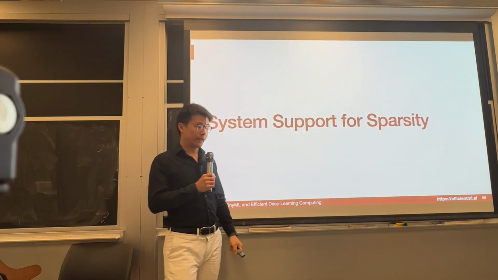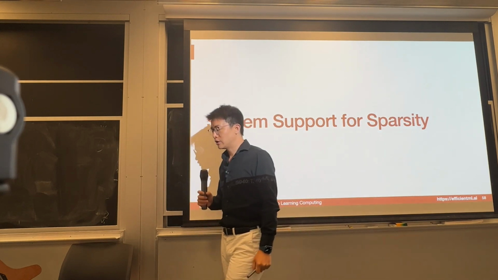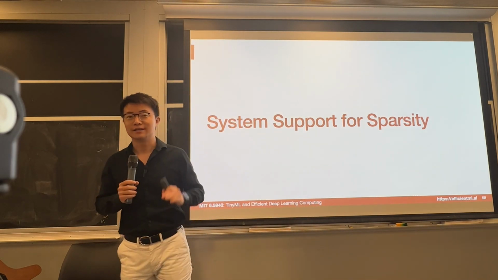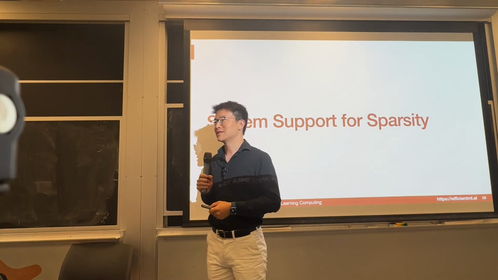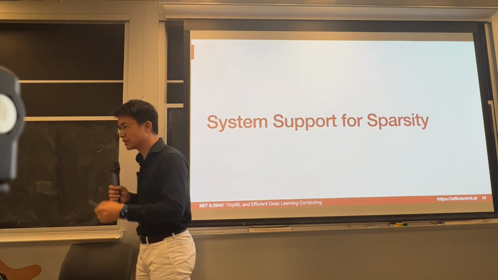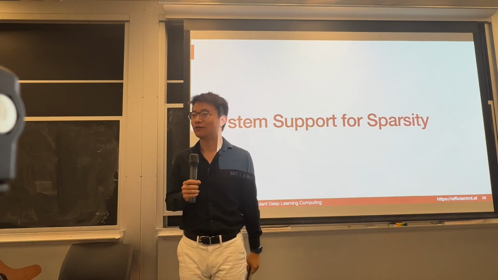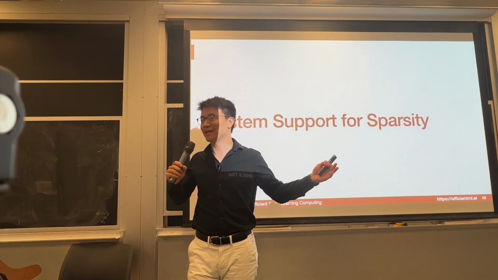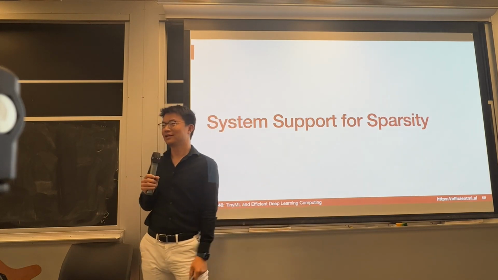Okay, so now let's talk about system support for sparsity. Why do we need system support? In the last lecture, I had a very good question. We pruned the model by 90%, to only 10% of parameters left. But the latency, the speed of the training, is exactly the same. Didn't get any speedup.